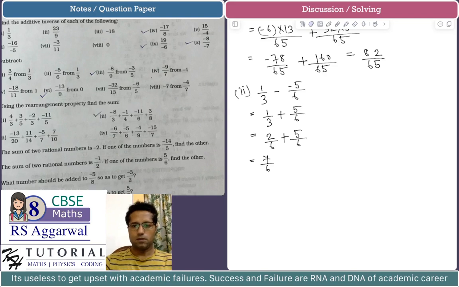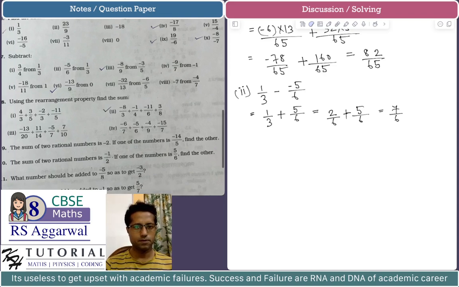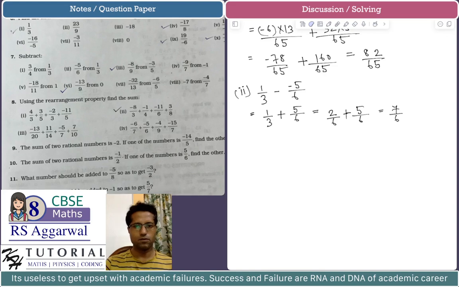Let's save some space. Okay, I hope I did it correct. Let me check once again. 5 by 6 and this is 6, 2. Okay, what else? I hope you can do the rest. They are pretty much the same. Okay, let's move on to question number 8.